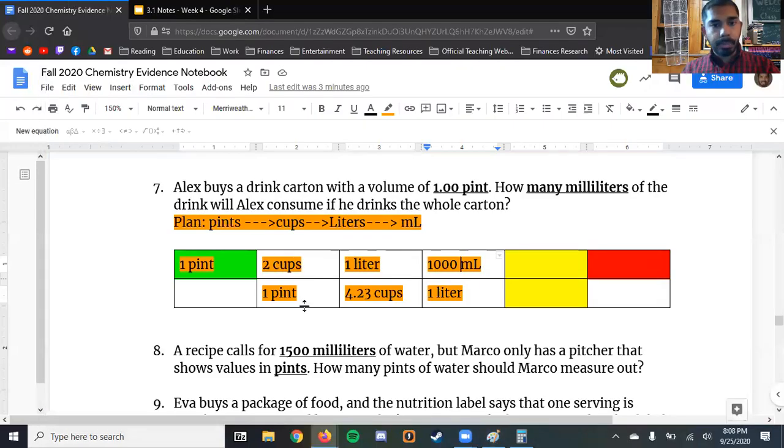And so pints over pints, canceled. Cups over cups, they're canceled. Liter over liter, they're canceled. Only one that remains is milliliters. So we're going to take 1, 2, 1, 1,000, and multiply it all together. 1 times 2 times 1 times 1,000, that is 2,000 milliliters. Because that's the only one that's left. 1 times 4.23 times 1, that is 4.23. Our final answer.